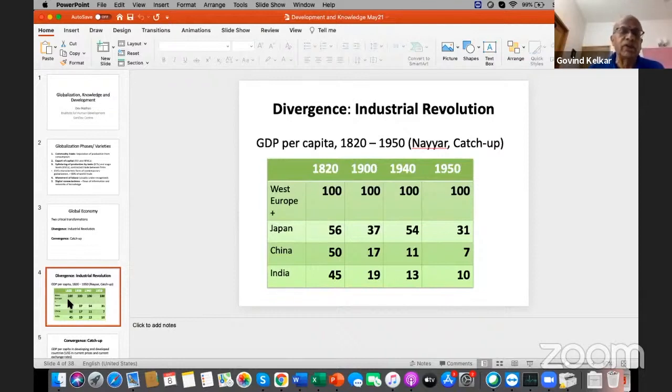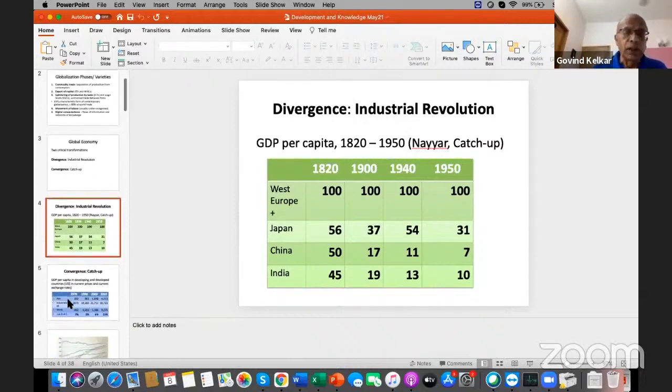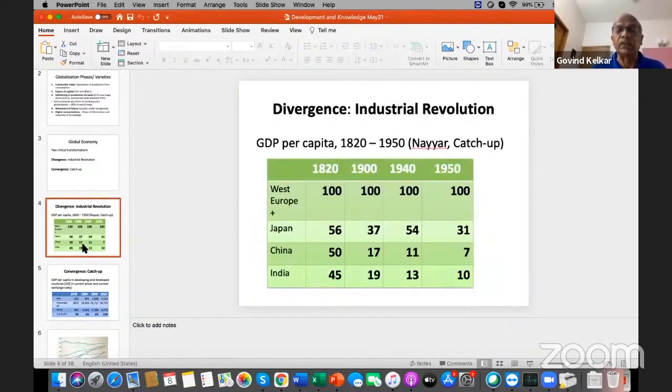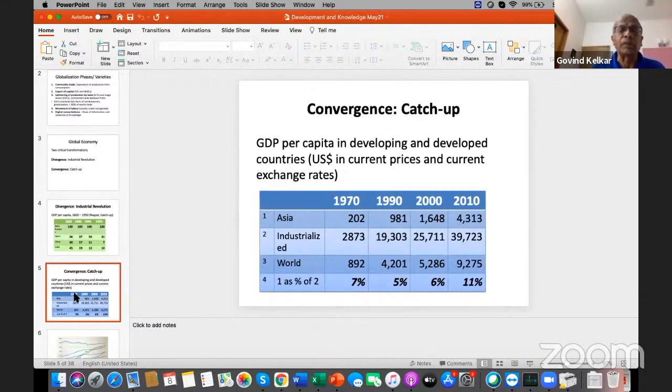They fell from 50% of the GDP per capita to only 7% in 1950, or in the case of India, from 45% to 10%. So that is the great divergence that I referred to. This is the great divergence in world history. Now, is there a catch-up? This is not the latest data. You'll find the latest data in Deepak's new book on convergence.